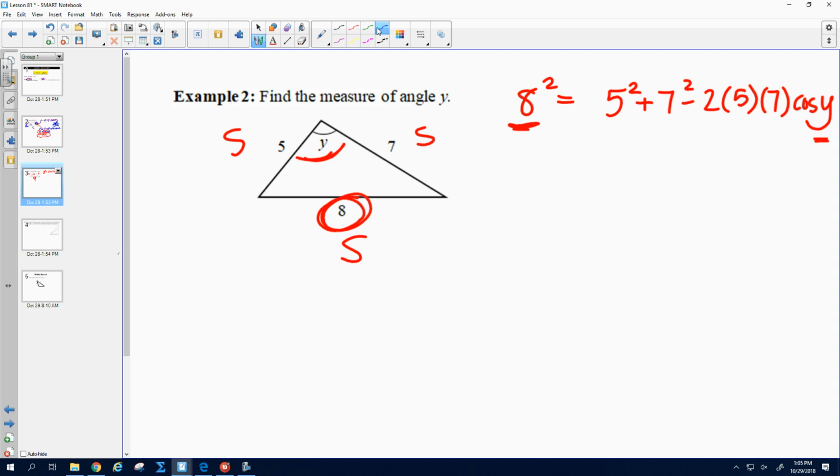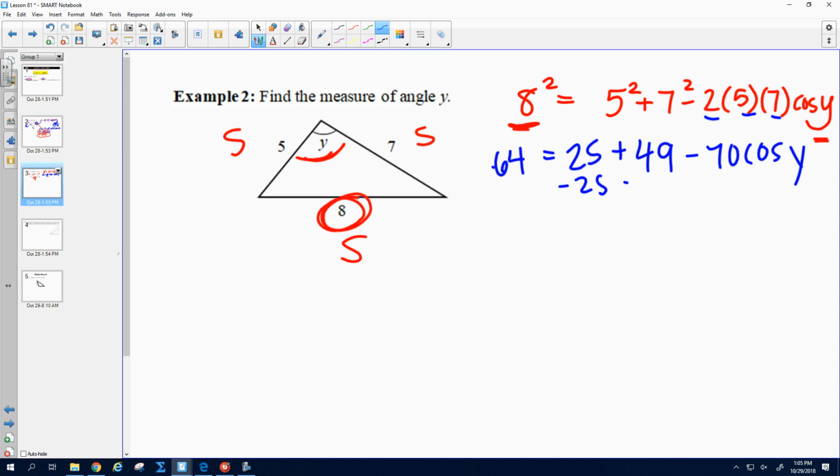All right, now we should probably do a little algebra. We need to isolate this trig function. So I've got 64, and then 5 squared is 25, and 7 squared is 49, and 2 times 5 times 7 is 70 cosine y. And we need to subtract 25, and we need to subtract 49. So I'm going to subtract 25, and I'm going to subtract 49. So 64 minus 25 minus 49 is negative 10.